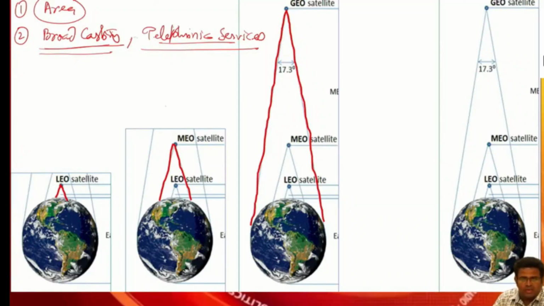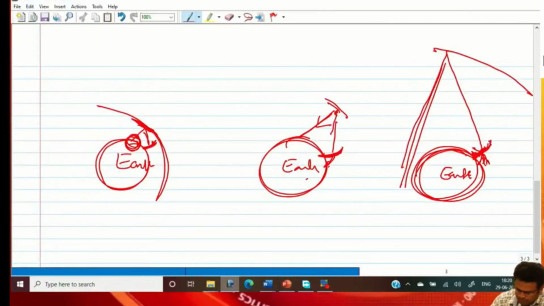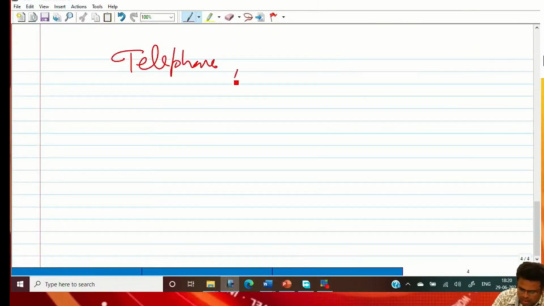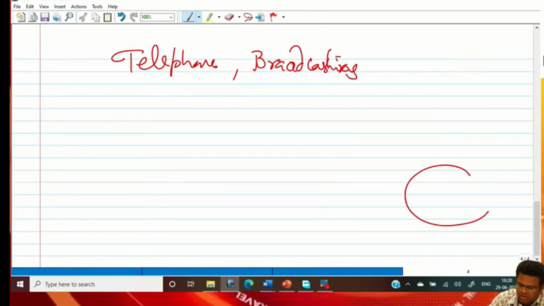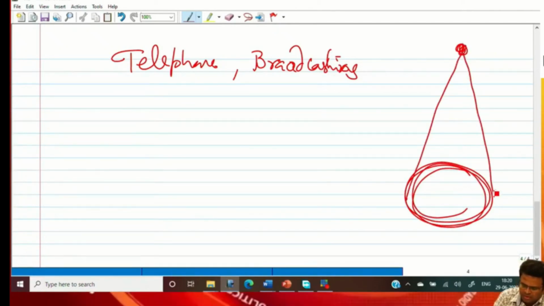and telephonic services, the satellite should be at a height of 36,000 kilometers to cover a large area. Getting my point? So, one point is clear to you: if I am using telephone and broadcasting of anything, then I should establish my satellite at a height of 36,000 kilometers to cover a large area.